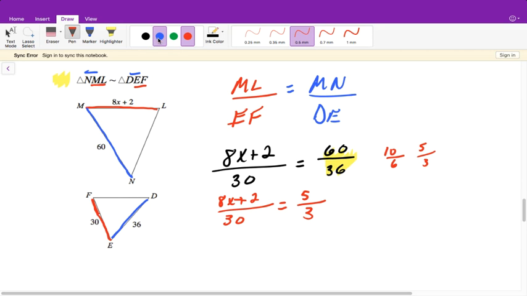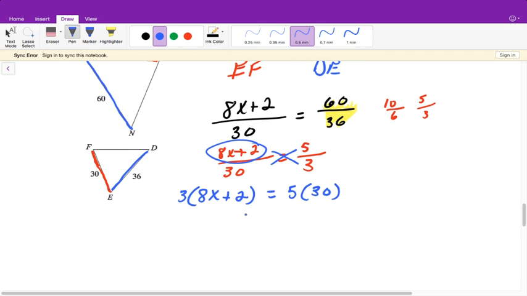All right, now once we do this, we will cross multiply. Now remember, this is something that we did earlier in the year. When we have a binomial in our numerator, it is very important that you put it into parentheses, because we need to make sure that we distribute that 3 in. It'll be 5 times 30. All right, so now we will distribute this in. So we will then get 24x plus 6 is equal to 5 times 30 is 150.